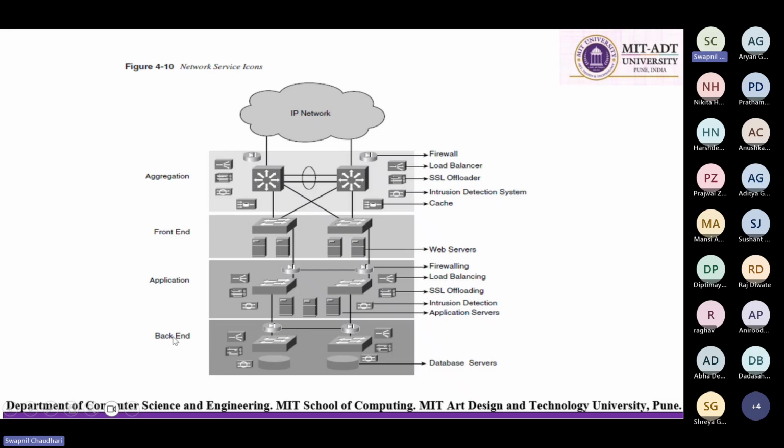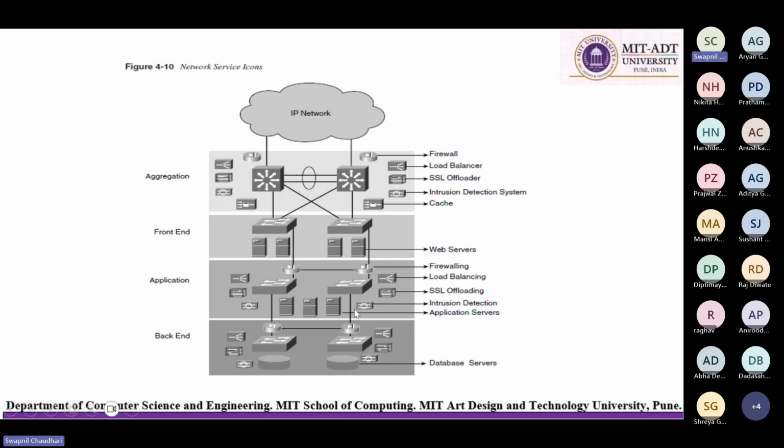The backend layer contains the database servers, which are generally used to store user data and application data. So this layer is highly secure, has limited access, and is protected by the firewall system. So why are services distributed across the layers? Instead of placing all the services in one place, they are distributed to improve performance, enhance security, provide scalability, and reduce bottlenecks.